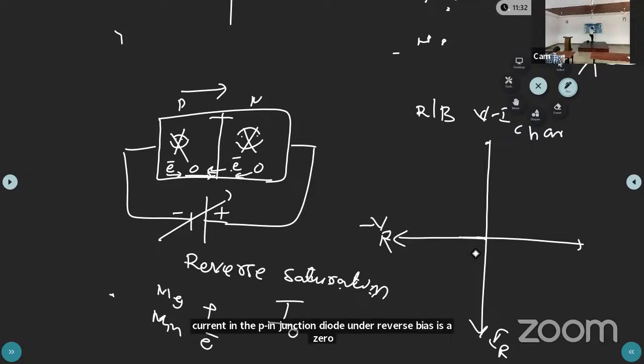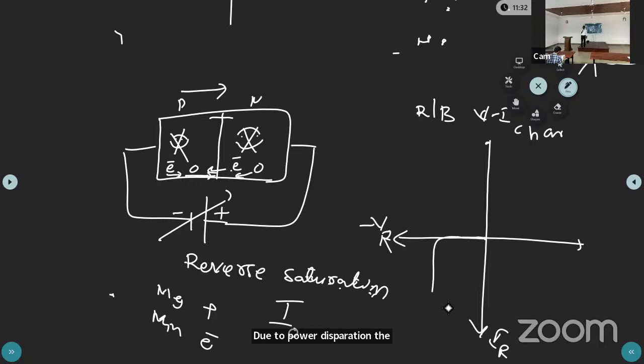But if you are increasing the reverse voltage, due to power dissipation the covalent bonds break. Due to the breaking of covalent bonds, some current will flow. That current is called reverse saturation current. Now if you still increase the reverse voltage, the diode heat increases, and then it breaks. The voltage at which the diode breaks is called breakdown voltage.